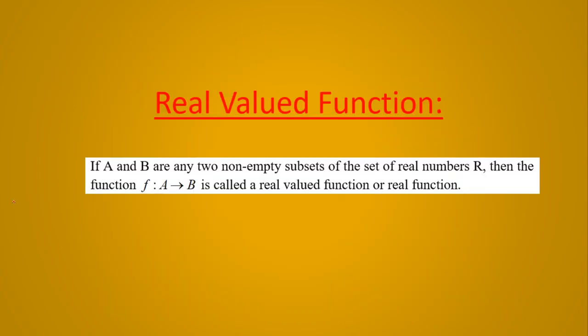Real valued function. Suppose we have two sets A and B, and they are non-empty subsets of the set of real numbers. So they are non-empty and they are subsets of the set of real numbers. And then we define a function f from A to B. Then this function will be called real valued function or real function.